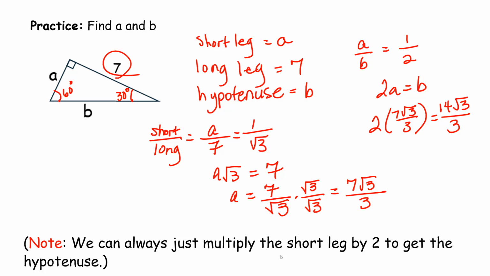One of the easiest things to remember is that the short leg over the hypotenuse is 1/2. That means the short leg is always half the hypotenuse. The hypotenuse is always double the short leg. And then the long leg is just the short leg times square root of 3. So just get those ratios into your brain, and we will keep solving those kinds of triangles.